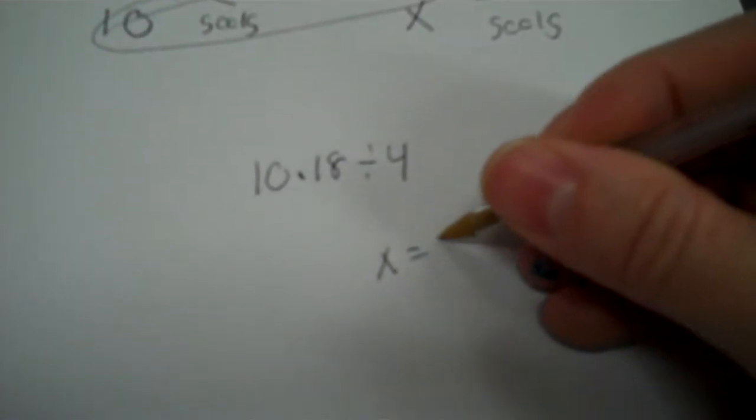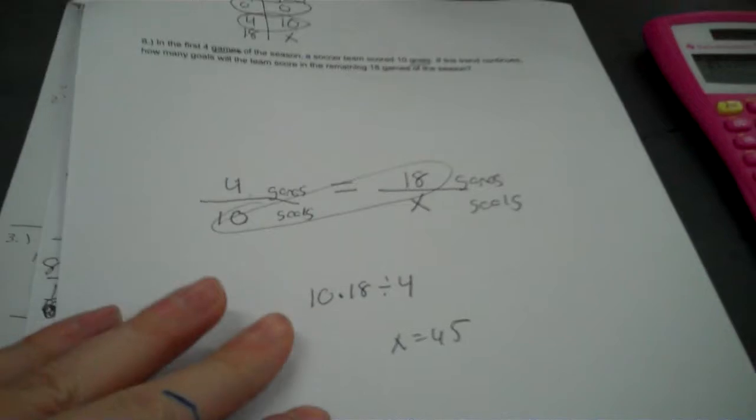I got 45. So X equals 45. So we're going to score 45 goals in those 18 games, if this is any indication. Okay, now the next one's confusing.